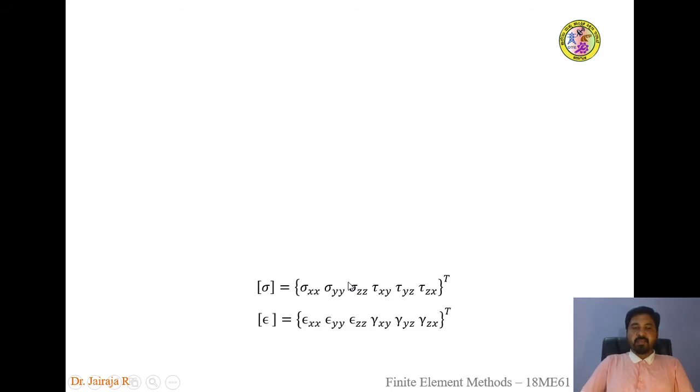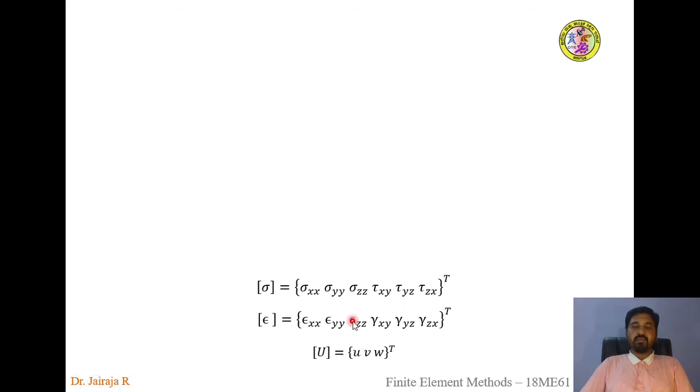In engineering, there are 15 unknowns. Those are 6 stress components: sigma xx, sigma yy, sigma zz, tau xy, tau yz, and tau zx; 6 strain components: epsilon xx, epsilon yy, epsilon zz, gamma xy, gamma yz, gamma zx; and 3 displacements u, v, w. So in general, in an engineering problem, unknowns are 15: 6 stress components, 6 strain components, plus 3 displacement components. If you know one, the other things can be obtained easily.